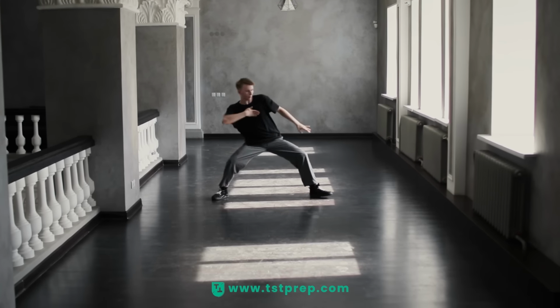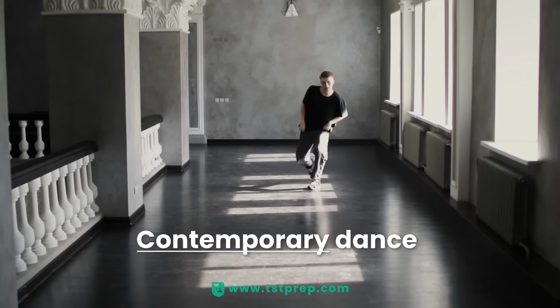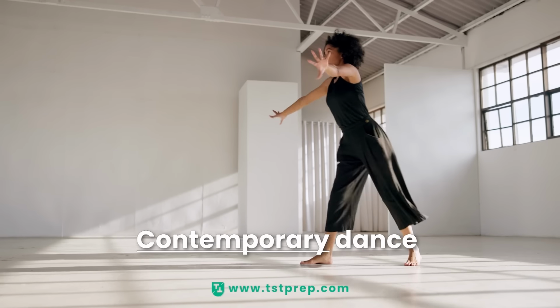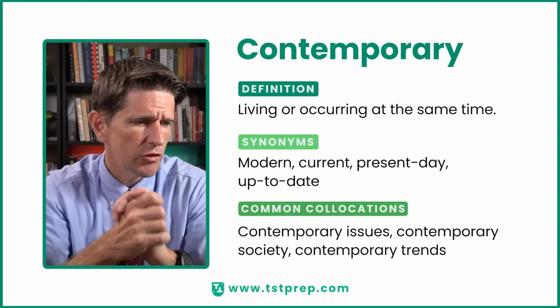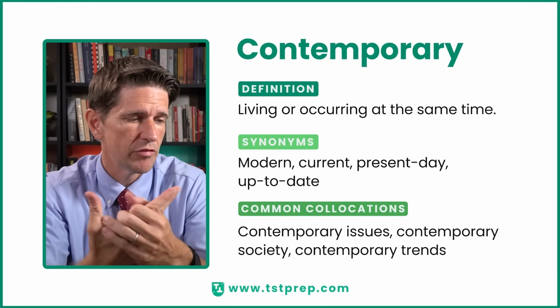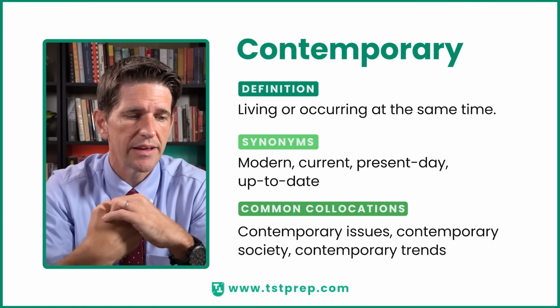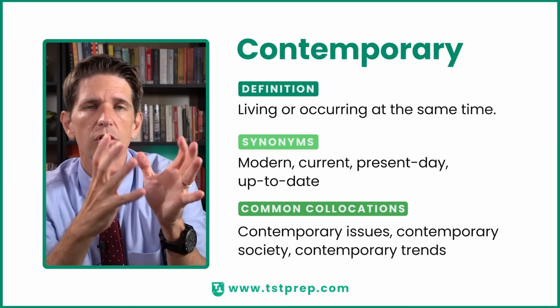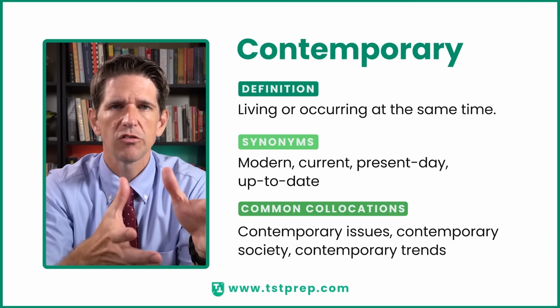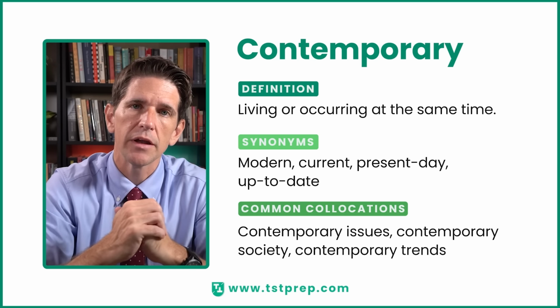You could think of a topic like contemporary dance. That is a modern dance that we do right now, contemporary. There's contemporary issues, so issues we have today, contemporary society, contemporary trends. So it's usually used as an adjective to say that something is happening right now.